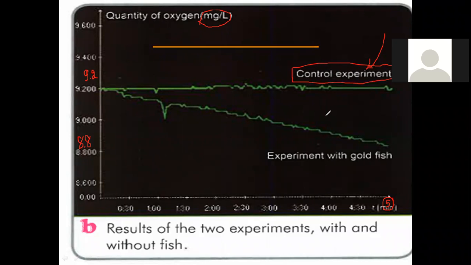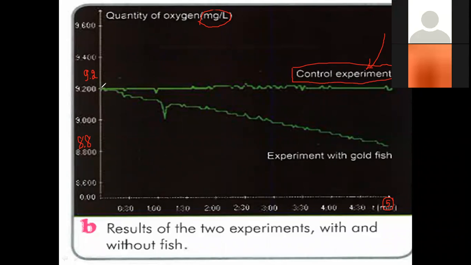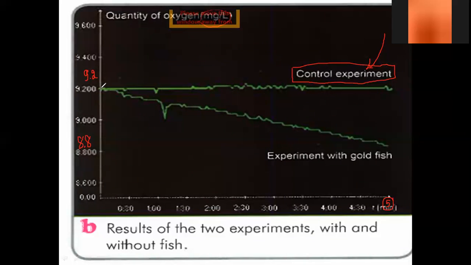At time zero. Yes, Adam. Start at time zero. What was the quantity of the oxygen gas? Here is the time zero. Here, 9.2 milligram per liter. Not meter, liter. Per liter. It's volume. Yes. Okay.